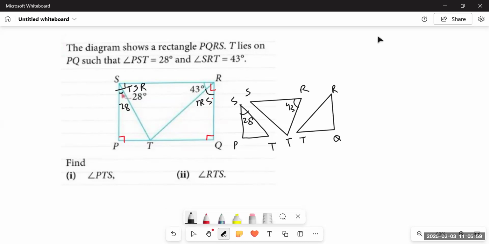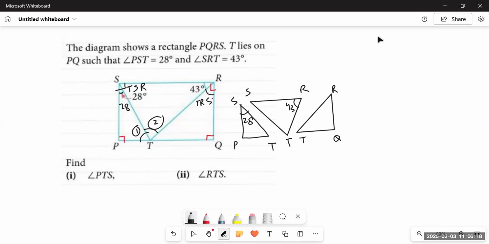Okay, so what two angles do we have to find in this question? We have to find out angle PTS. This is PTS, the first angle that we have to find. And then we have to find out RTS. This is the second angle that we have to find. Okay, where shall we start?